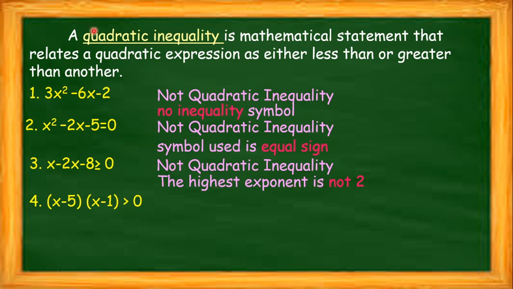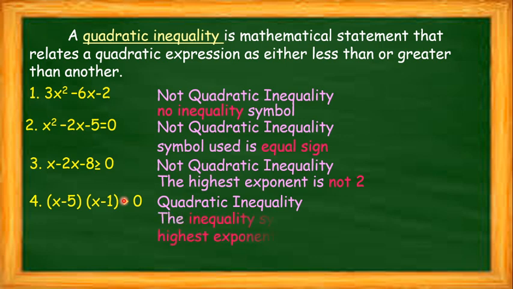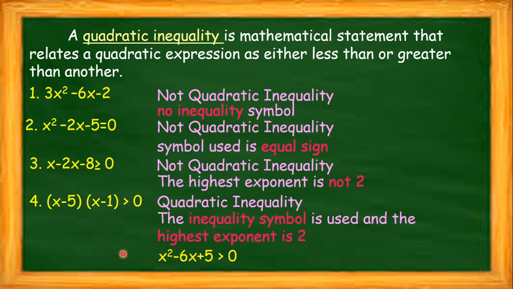And number 4, we have x minus 5 times the quantity of x minus 1. Just multiply x and x so we can get the highest exponent which is 2. And it uses an inequality symbol. Therefore, that is quadratic inequality because there is inequality symbol and the highest exponent is 2. Or if we simplify this equation, we can get x squared minus 6x plus 5 greater than 0.